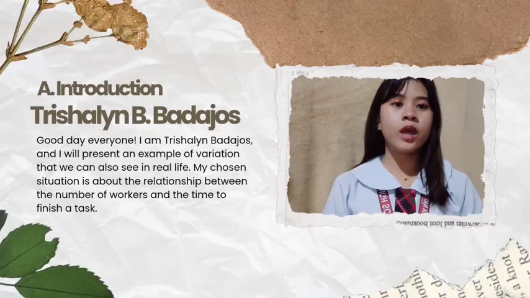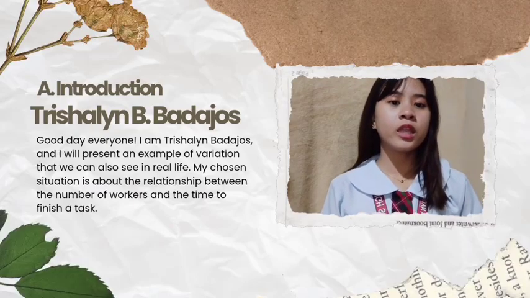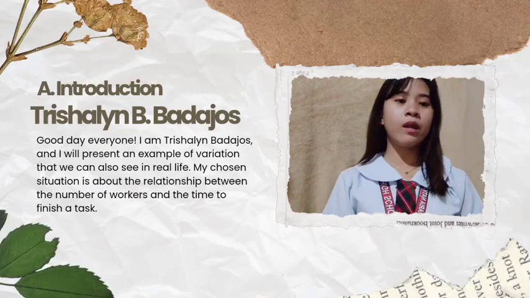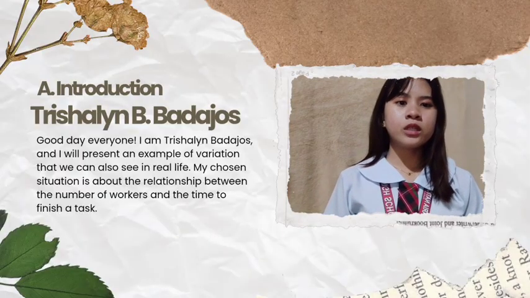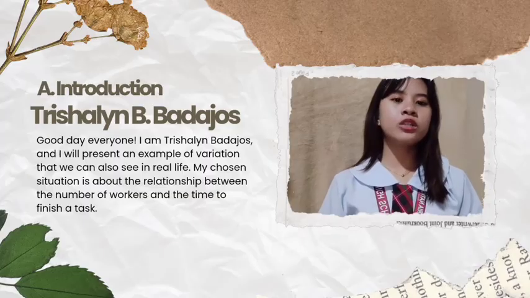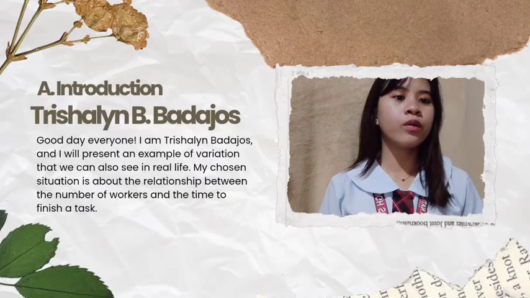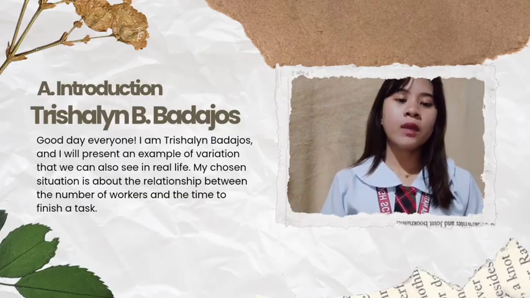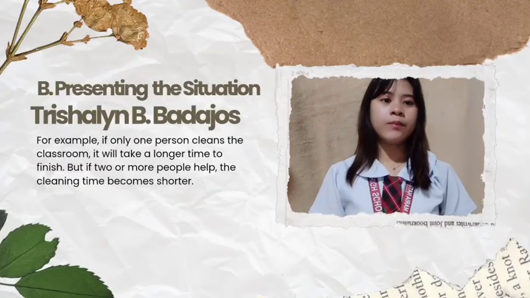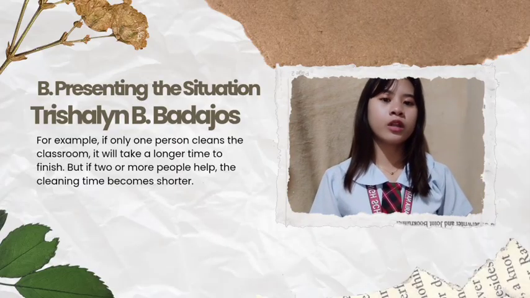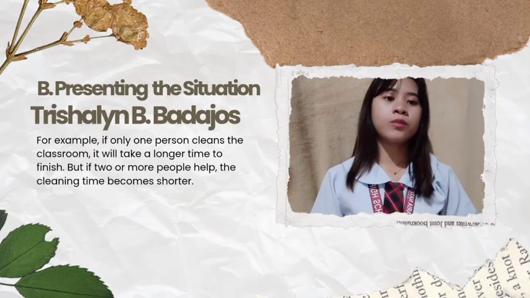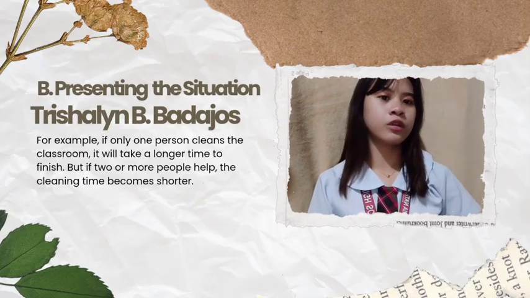Good day everyone, I am Trishan Badakos and I will present an example of variation that we can also see in real life. My chosen situation is about the relationship between the number of workers and the time to finish a task. For example, if only one person cleans the classroom, it will take a longer time to finish. But if two or more people help with the cleaning, the time becomes shorter.